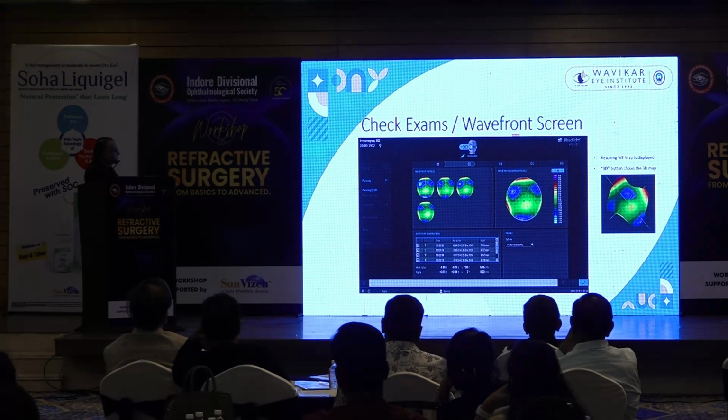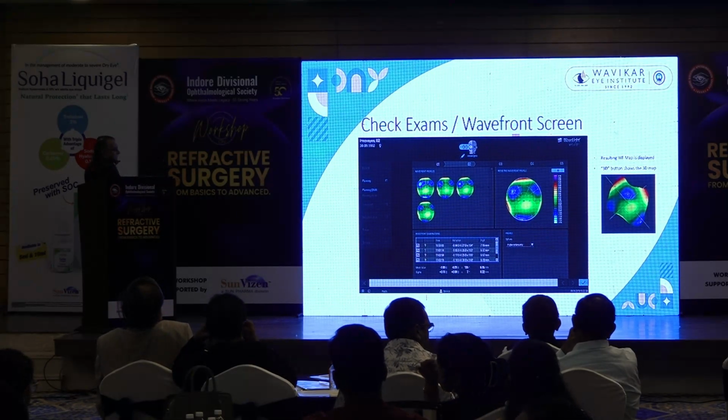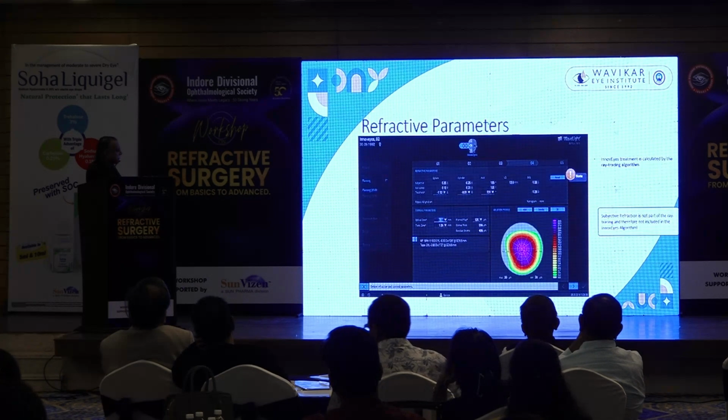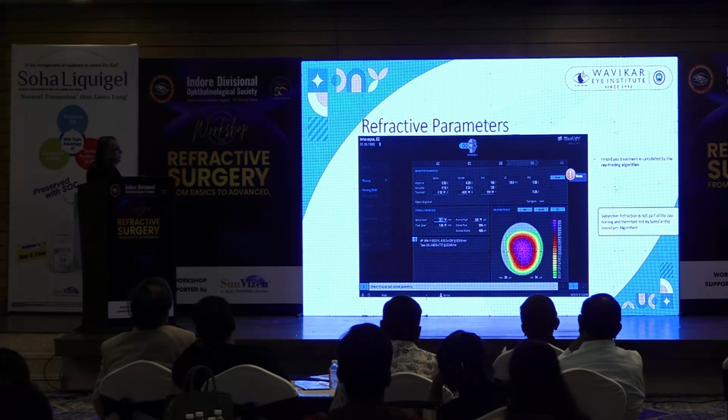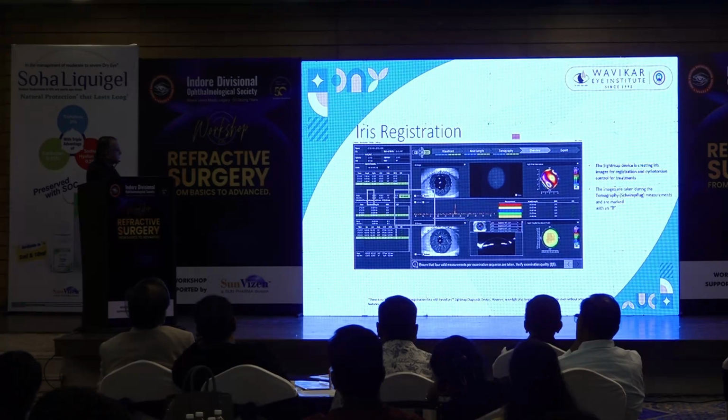You keep on choosing everything. Now this is what Palak has already shown, that you choose whichever graph you like, whichever reading you like. You enter the topography, pachymetry, and now this is the final page where you do all the calculations. I will go into the details later on because I have an example to show.